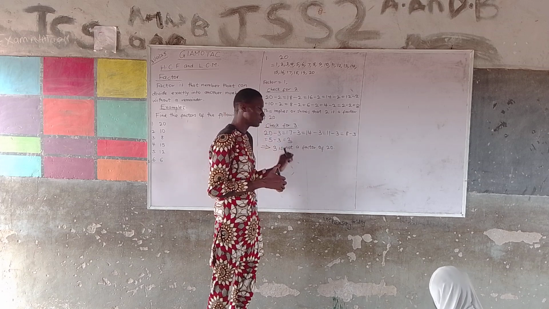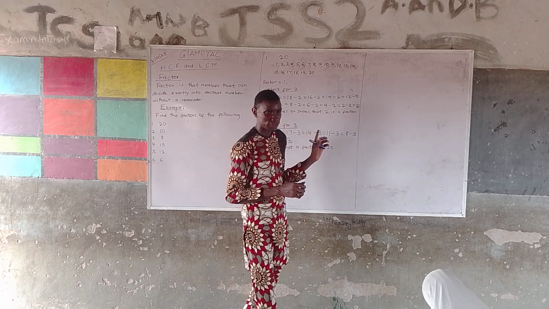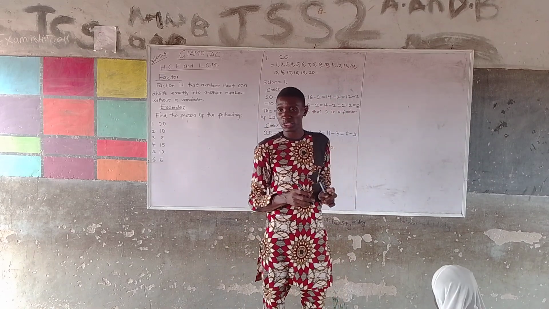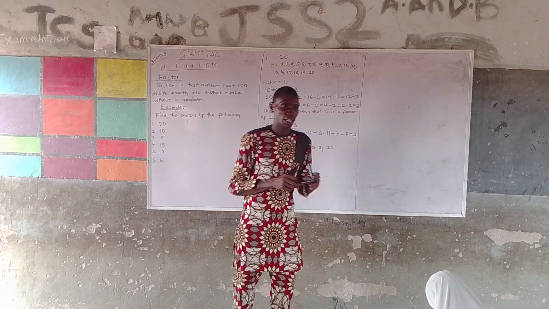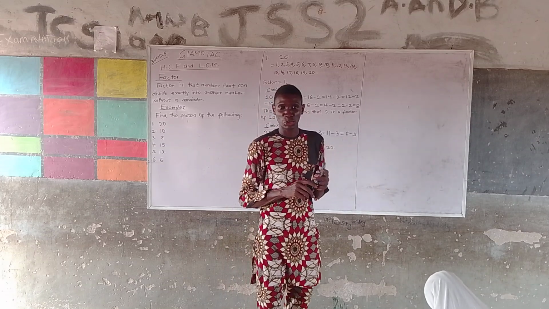Once you can get 0, then the number is signifying what? It is a factor. If you cannot get 0, you get another number, it's signifying what? It's not a factor. Now, here comes our students as they present theirs to you.